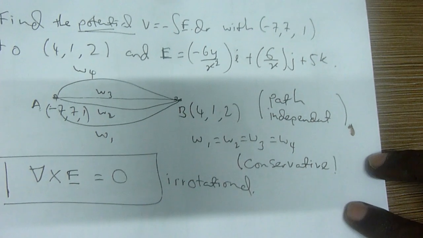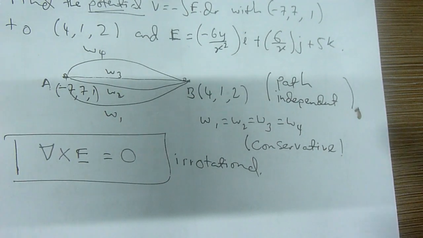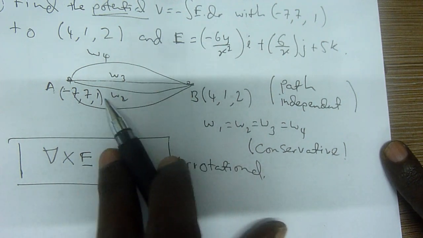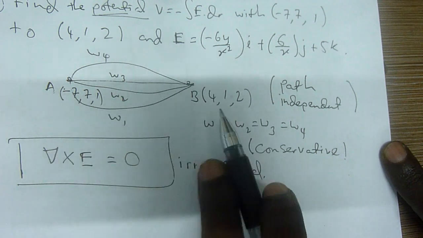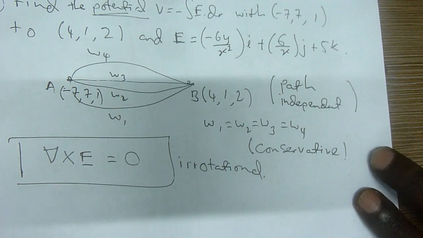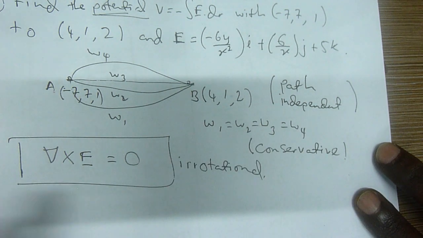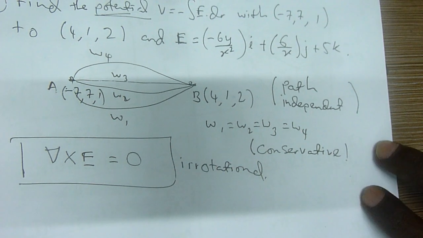If it is an irrotational problem, let us check whether we can then immediately say there is a path independence between A and B. First of all, let us verify whether it is a path independent problem or not. If not, then we can't solve the problem.